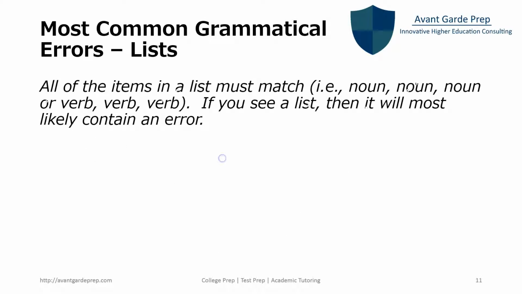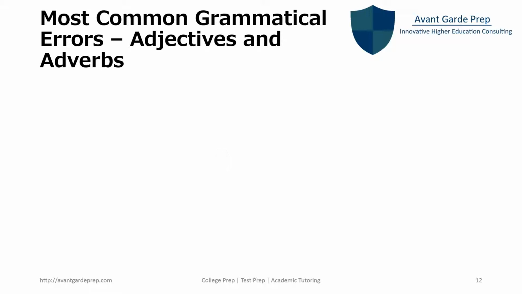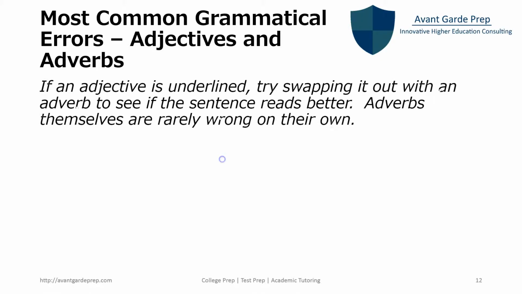Okay, next up we have lists. All the items in a list must match. We've been talking about that a lot with parallelism. You'd have like noun, noun, noun, or verb, verb, verb. If you see a list, then look at it carefully because it's most likely the part that has the error. Adjectives and adverbs. If you see an adjective underlined, try to make it into an adverb to see if it fits the sentence better. Adverbs themselves are not really going to be wrong on their own. Most often they're right, but a lot of times an adjective should be an adverb, so check that if you see an underlined adjective.